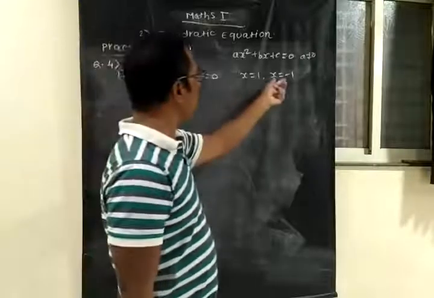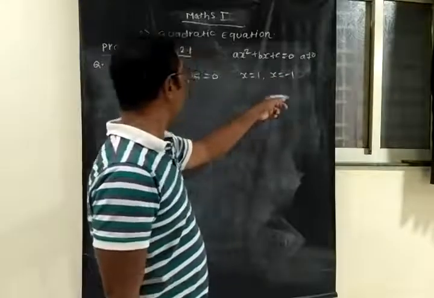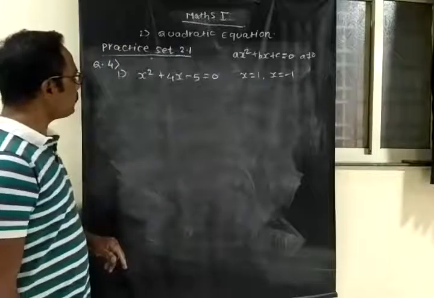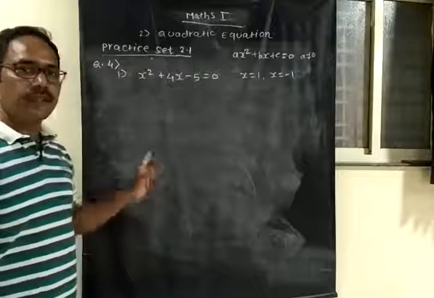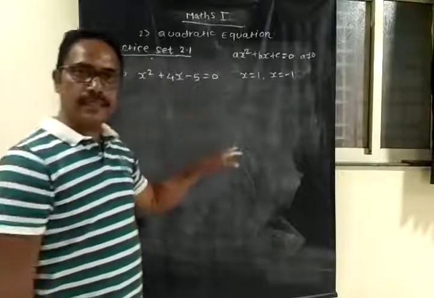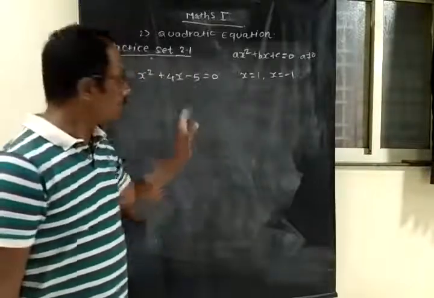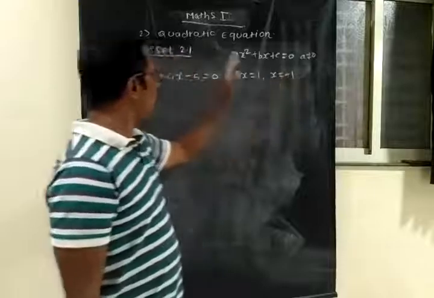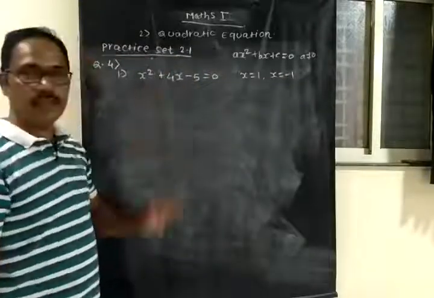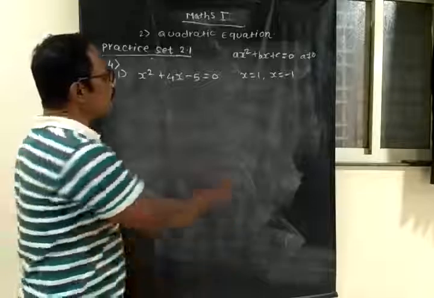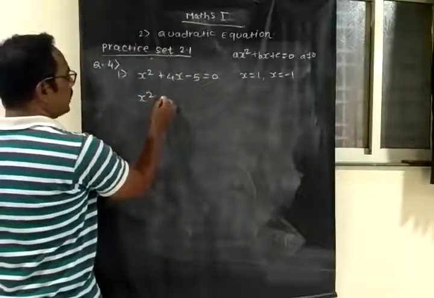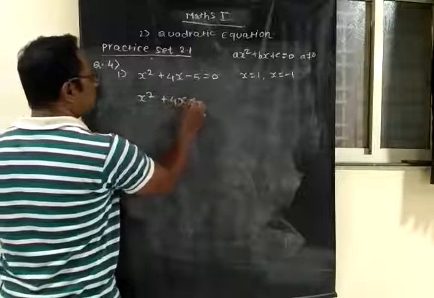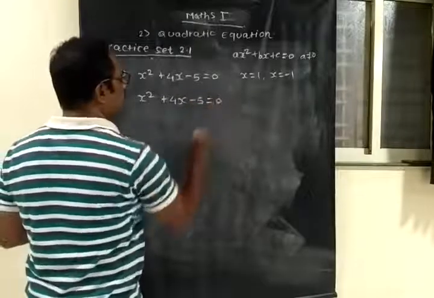And if we put the value of x is equal to minus 1 in the given equation, x square plus 4x minus 5 is equal to 0, and the left hand side is not equal to the right hand side, then we can say that x is equal to minus 1 is not a root of the given equation. So first we take the value of x is equal to 1 in this equation. Our equation is x square plus 4x minus 5 is equal to 0.